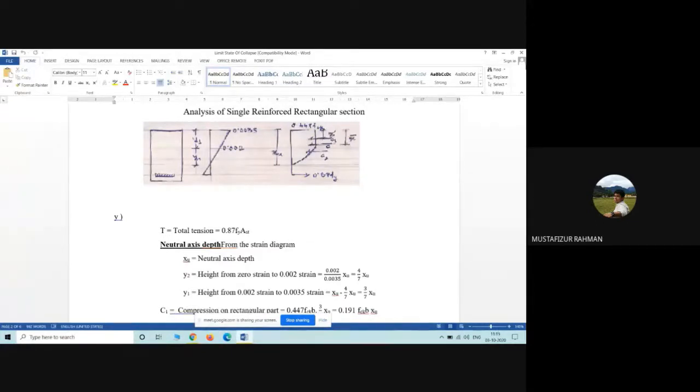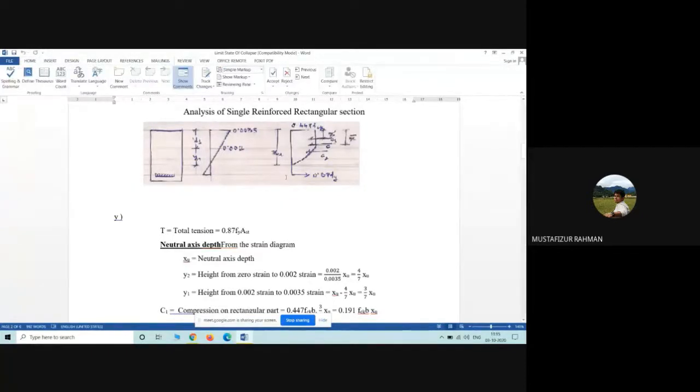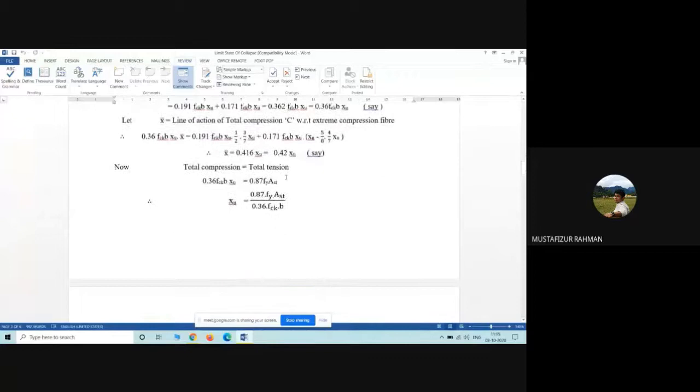So we'll be able to find it. That will be just effective depth minus XU. That will be the neutral axis depth from the extreme tension surface. So the expression is very simple. This neutral axis depth XU is the actual depth.